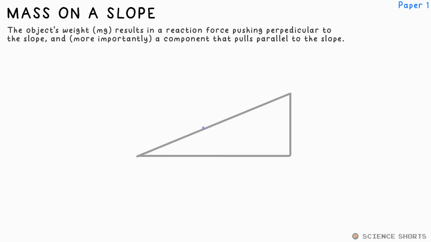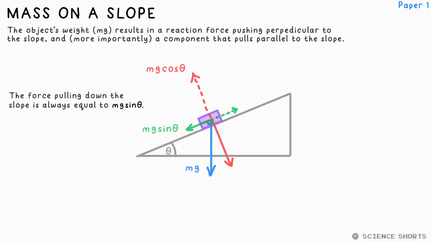If an object is on a slope, its weight, mg, will try to pull it downwards. However, the reaction force of the slope pushes perpendicular to the slope. This is equal to mg cos theta, where theta is the angle of the ramp. For an explanation of where the angles come from, check out my mass on a slope video. The combination of these two forces add up to a resultant force that pulls down parallel to the slope. This is equal to mg sine theta. That's always going to be true, no matter what the object is doing.